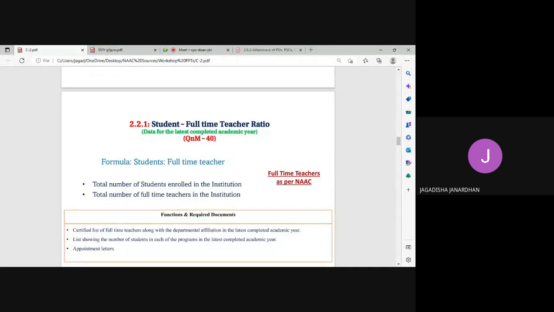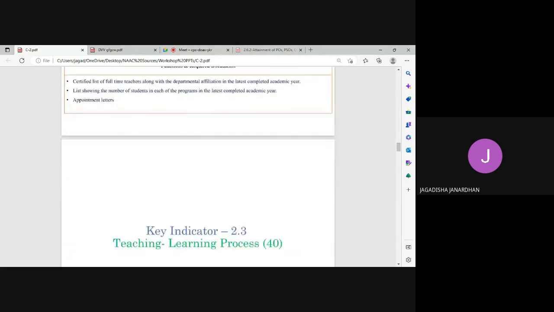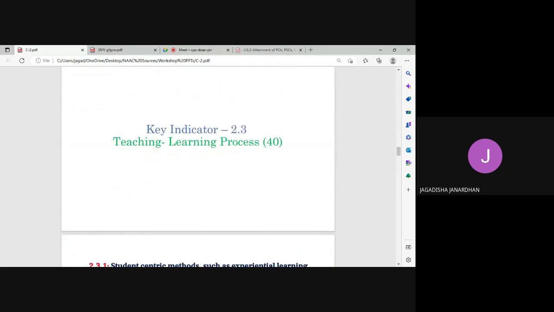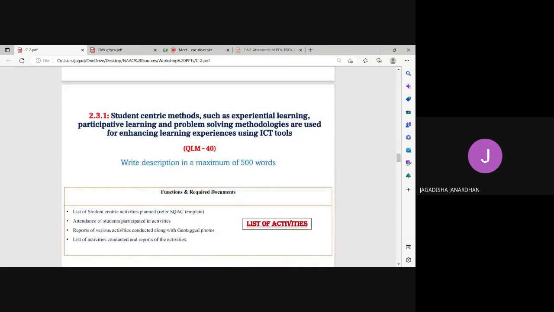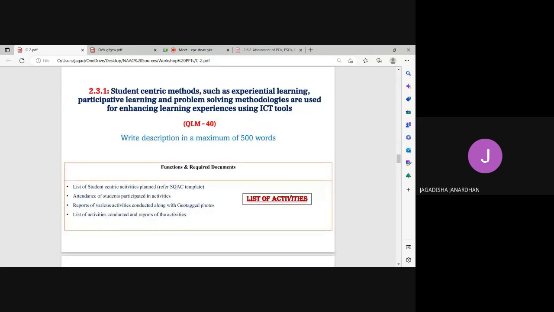If your ratio is higher than 25:1, such as 40:1, 50:1, or 100:1, then you will score very little. If your ratio is less than 25:1, more weightage will be provided. This statistical information is given in criterion 2.2.1. The next key indicator speaks about the teaching learning process. Here also 40 weightage is awarded, and there is only one QlM where you are supposed to write in 500 words.